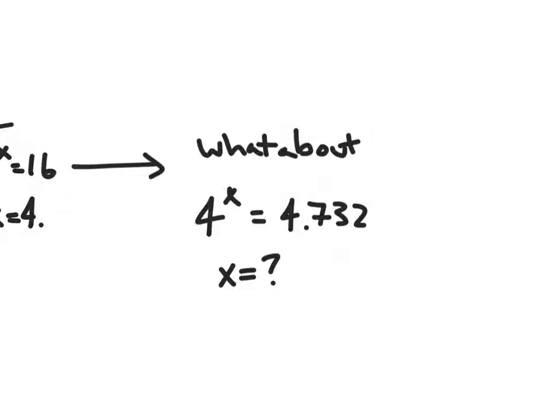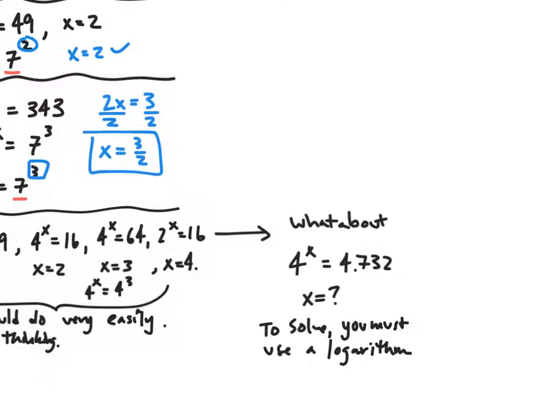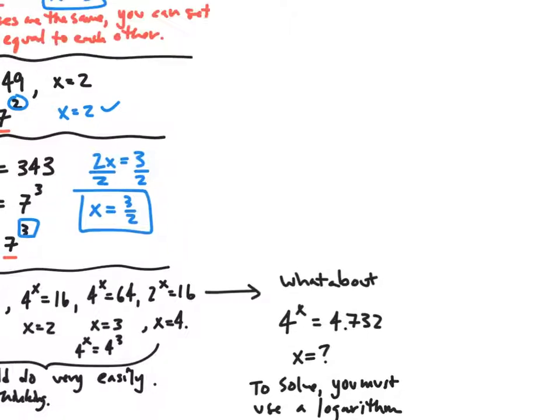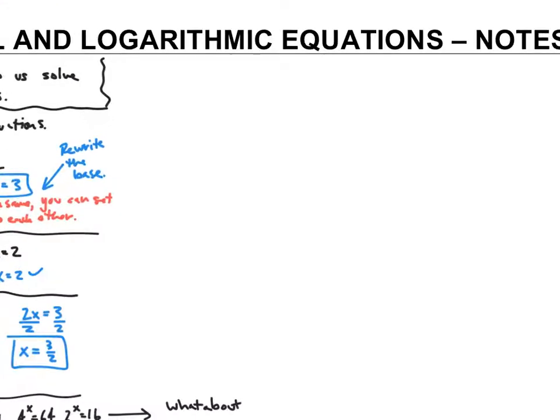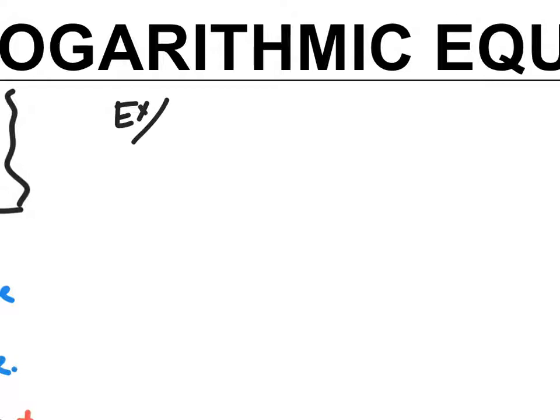So to solve this equation, you must use a logarithm, okay? And that's why we have logarithms, is to solve equations like this, okay? So 4 to the what power is going to give us 4.732, and you're like, well, crap, I don't know. That's kind of a hard one, all right? So what I want to do is actually solve this in two ways. What was that number, 4.732? Okay, so let's do this, all right? So example, 4 to the what power gives us 4.732.